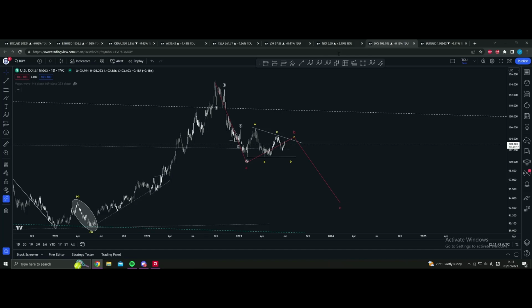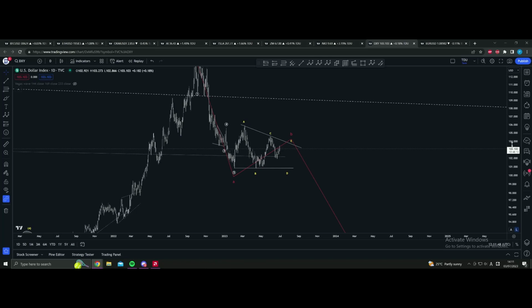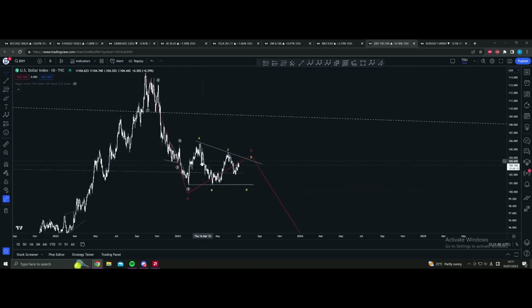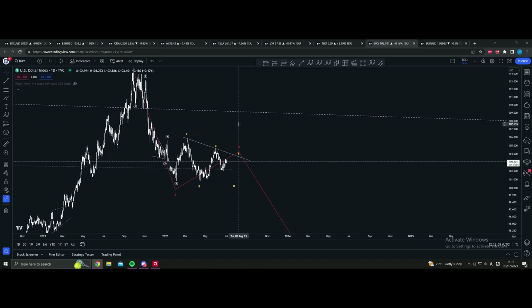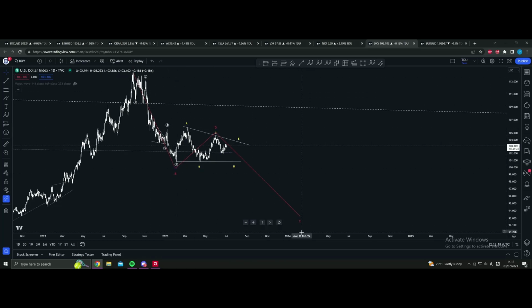Okay, just quickly in the end, the dollar index. So I had many different counts when it comes to the dollar index, and first I thought that we're gonna have a 4 here and a 5 here, and now we're gonna have some sort of an ABC for a deeper retracement. It's still possible, but something tells me maybe not. And if the B is here and this is not a triangle, then this can be counted as a 1, 2, and then we go for the third wave.